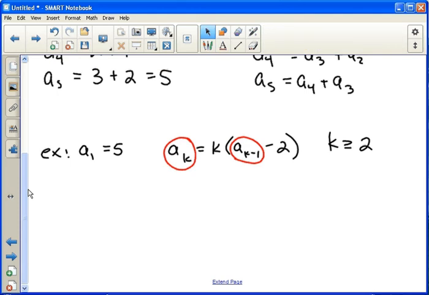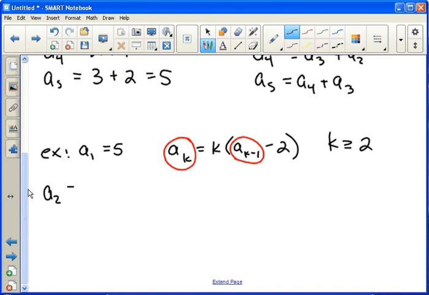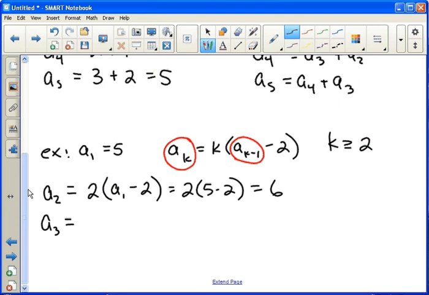So a1 is 5. If we're looking for a2, that means k is 2. So 2 times a1 minus 2. So that's 2 times 5 minus 2. 2 times 3 is 6. So that's my second term. My second term is 6. Now to find the third term, now I'm saying k is 3. So 3 times a2 minus 2 equals 3 times 6 minus 2. 3 times 4 is 12.